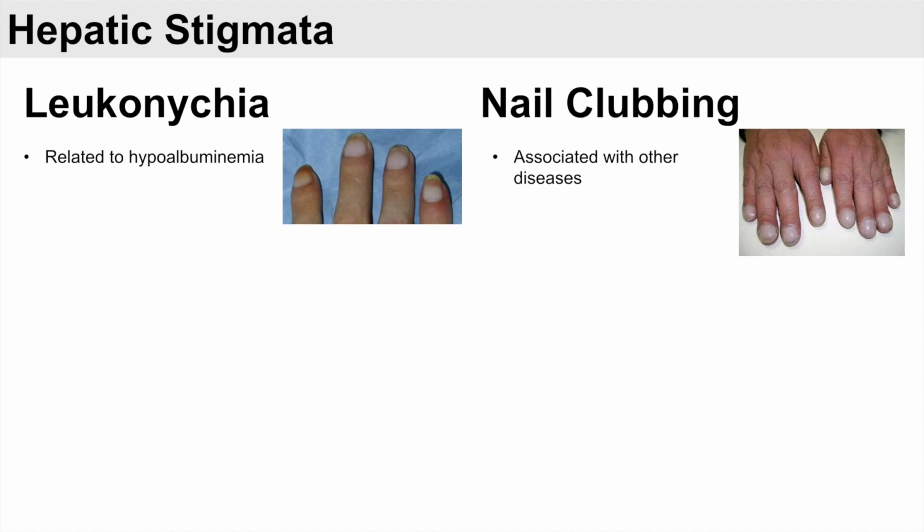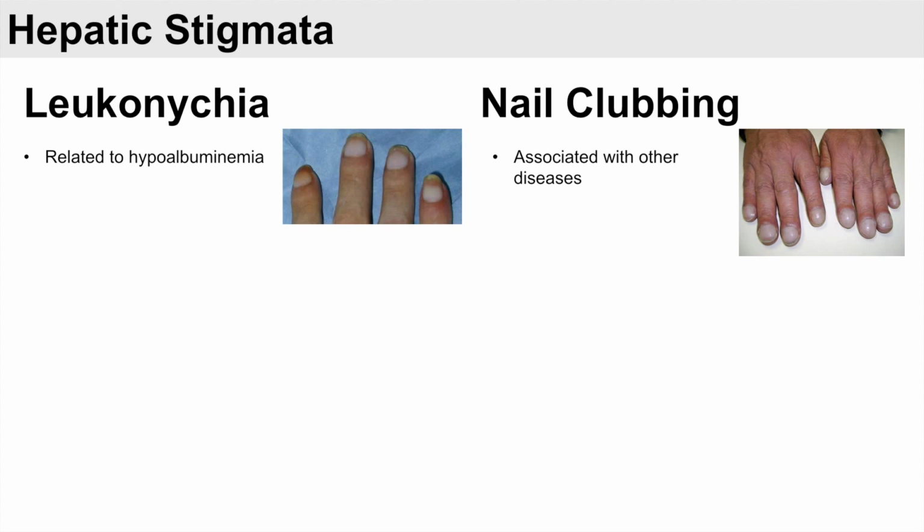Another stigmata is nail clubbing. Now with nail clubbing itself, you can see here in these patients' fingers that there's a change in the angle of the nail. Nail clubbing seems to be related to hypoxemia. It's typically a sign of respiratory problems, so you can see nail clubbing in respiratory diseases, but you can also see it in liver diseases as well.